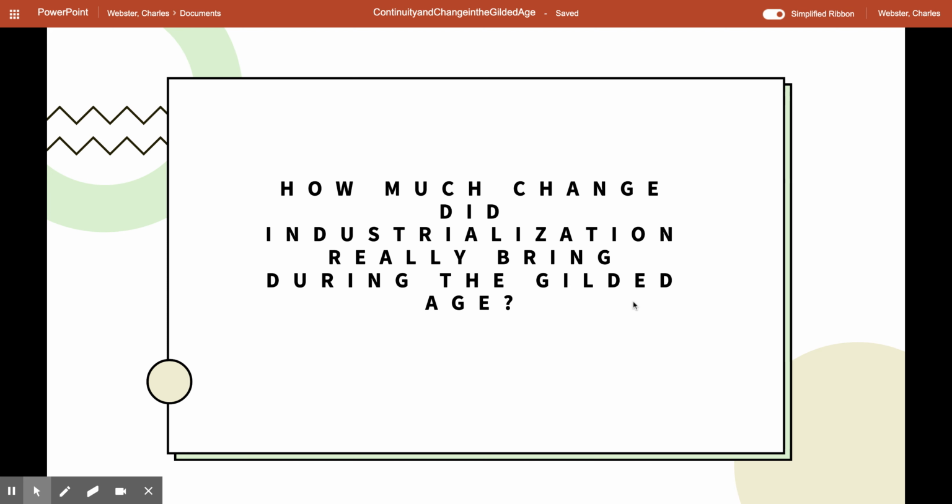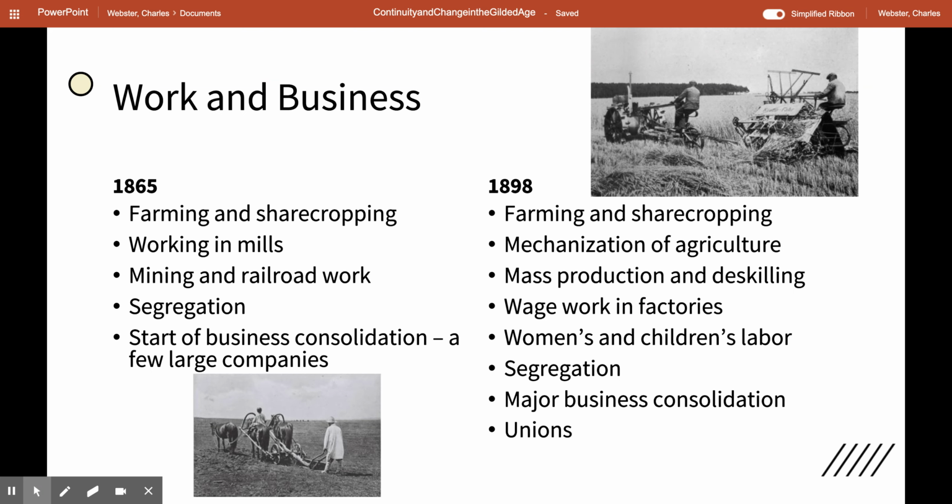So let's first compare the changes in work and business from 1865 to 1898. Well, on the left, you can see in 1865, the United States was still primarily a nation of farmers, although there were a good number of people in the North and the West who worked in mills and mines and on railroads.